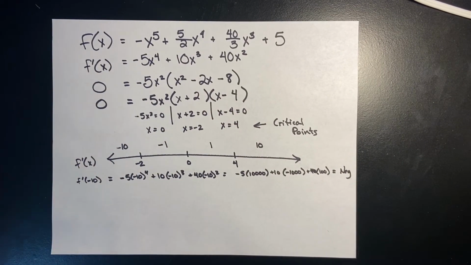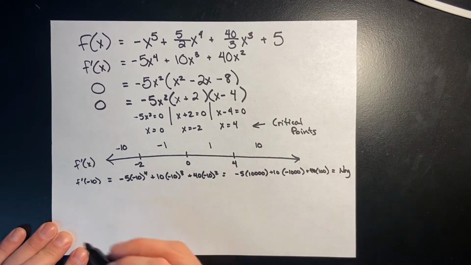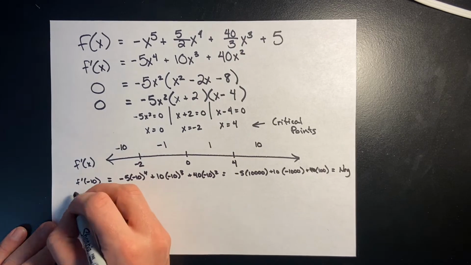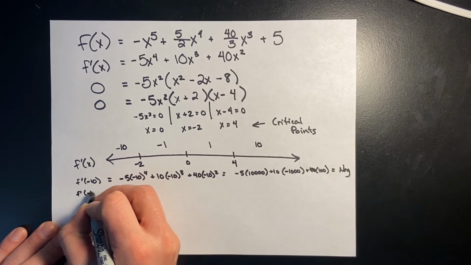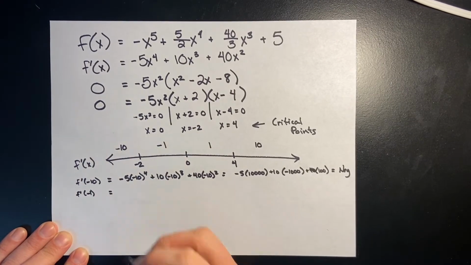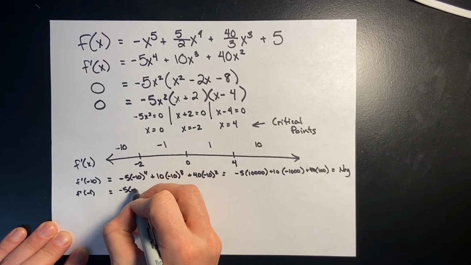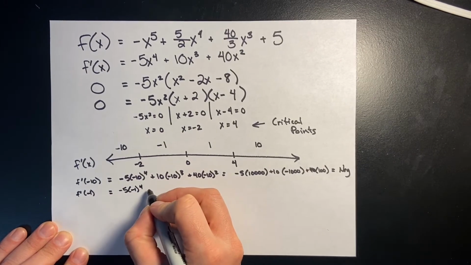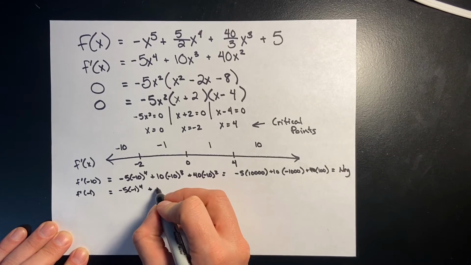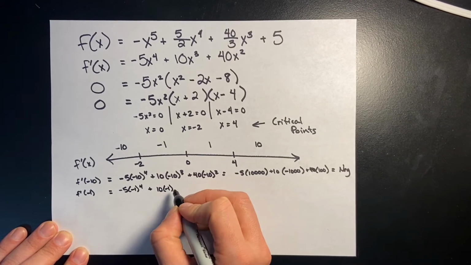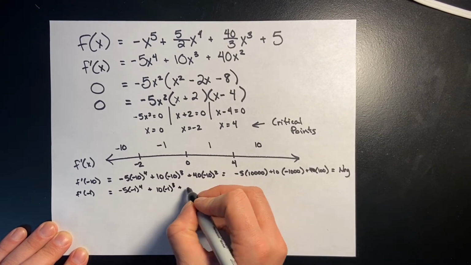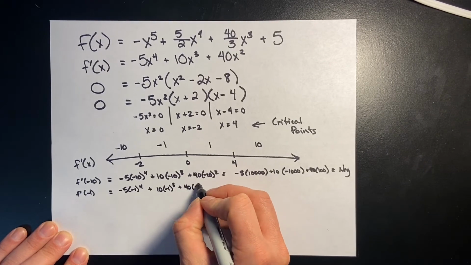I'm not going to go crazy figuring out what the number is. Let's face it, I don't even have a calculator on me. So I know it's negative. Trust me. Let's plug in -1. F prime of -1 means I do -5 times -1 to the 4th plus 10 times -1 to the 3rd plus 40 times -1 squared.